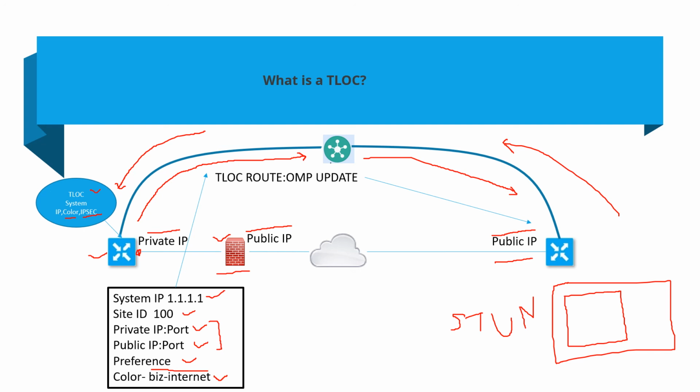If I want to talk to system 1.1.1.1, this site might be 2.2.2.2. So how should I form the tunnel? I'm going to use biz-internet, and these colors basically define how the tunnel should be formed. Since it's public, it tells you that you should be able to form a tunnel on this public IP address. What if it was MPLS? The moment we see the color is MPLS, since MPLS is a private transport, it is going to say form the tunnel on this private IP address. And this is all the information which is exchanged by the vSmart controller.